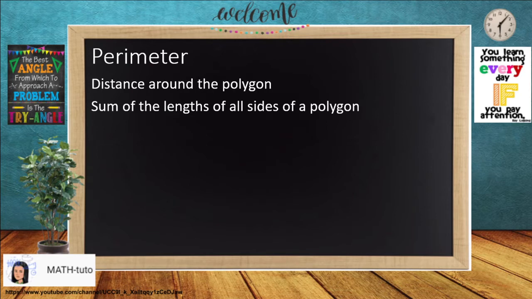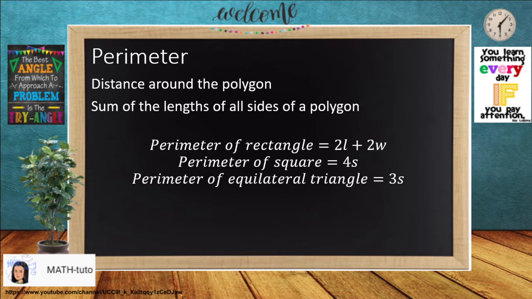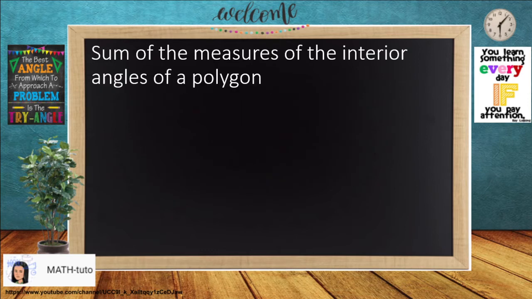Okay, pero we still have formulas dun sa mga special kinds ng polygon, kagaya nga ng rectangle, in which the perimeter is 2 length plus 2 width. Yung perimeter naman ng square, 4 times the length of the side, and perimeter of equilateral triangle, 3 times the length of the side. Kung triangle is not equilateral, then you just add the length of the 3 sides. Same with all other polygons kung hindi equal yung mga measurements nila. You just add the length of the sides.